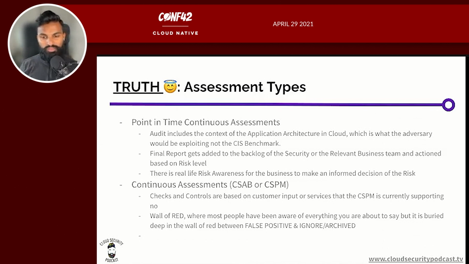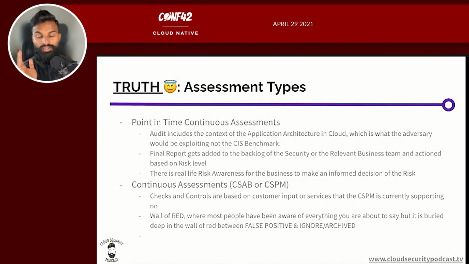There is a context missing between a CSPM and a CASB. It's a great tool for you, giving you visibility, but it just lacks that context. So it doesn't have the context of the architecture, whether it makes sense to architect a solution like that from a security context, and whether there are enough defense in depth layers.